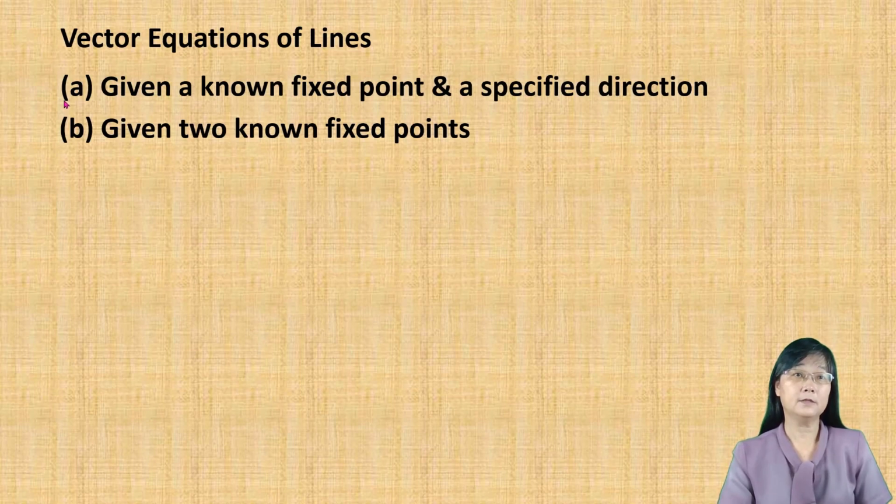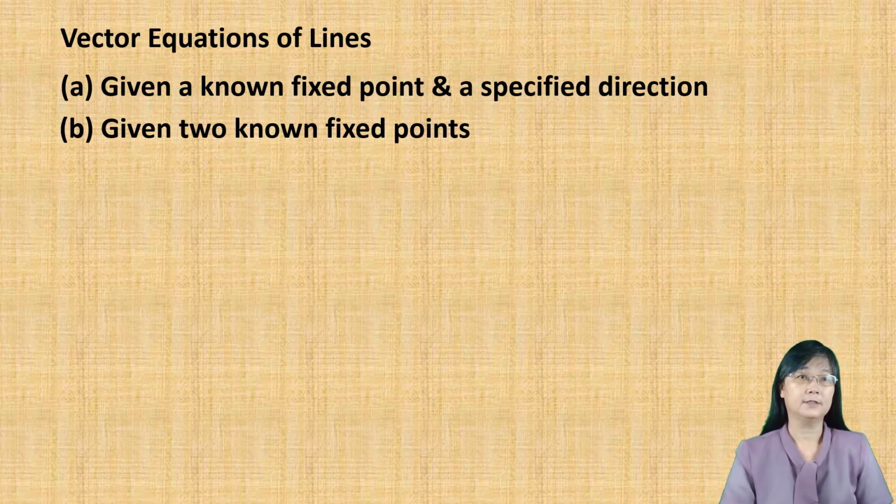Now when answering the question about finding the vector equations, there are two possibilities. One, the question will give us a fixed point and a specified direction, or maybe the question will give us two fixed points without a specified direction. So now let's look into it one by one.